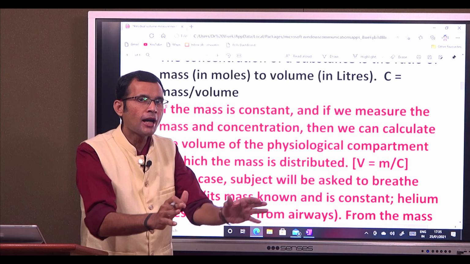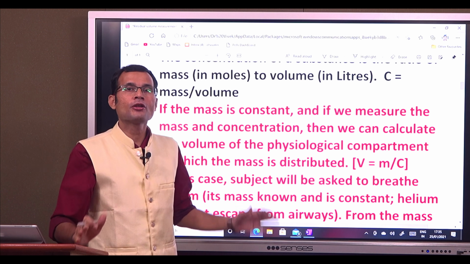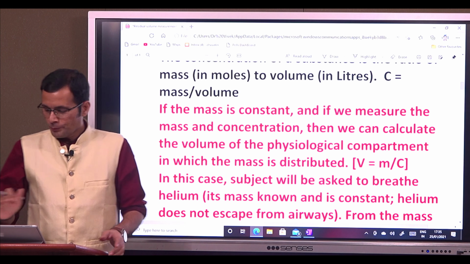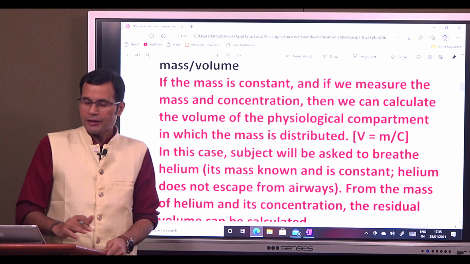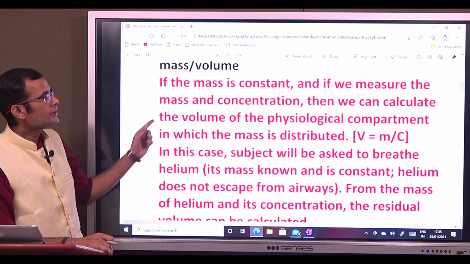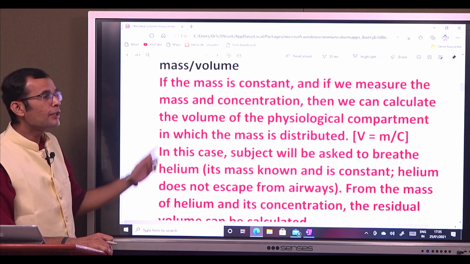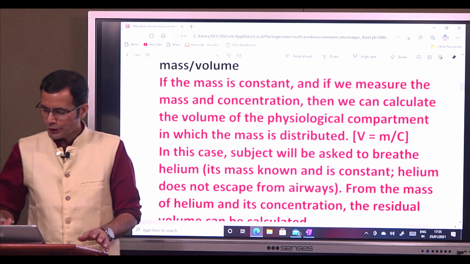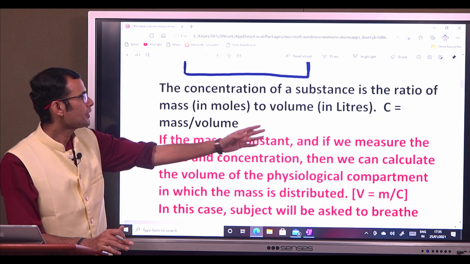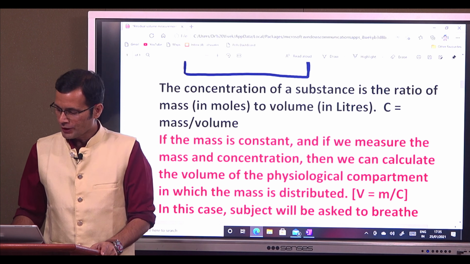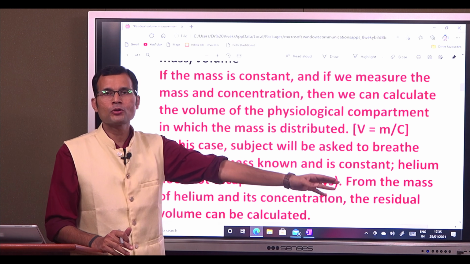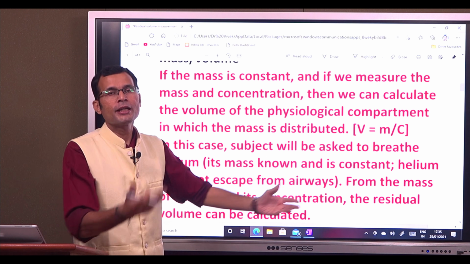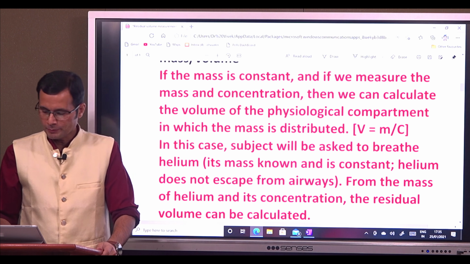We want the mass of the helium to remain constant. It should not decrease, it should not go anywhere. So if the mass is constant and if we measure the mass and concentration, then we can calculate the volume of that physiological compartment. If concentration is equal to mass upon volume, then volume is equal to mass upon concentration. We will know mass, we will know the concentration, then we can calculate the volume of that compartment.